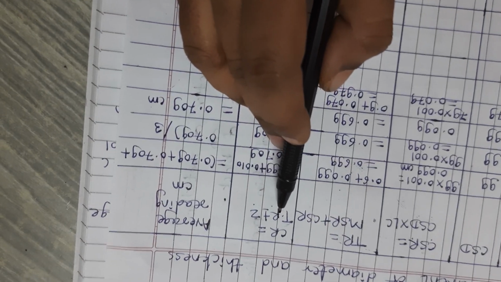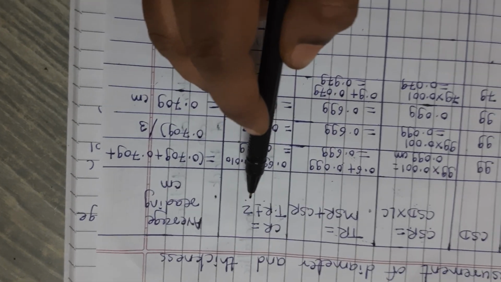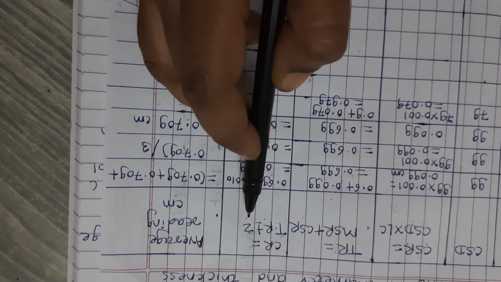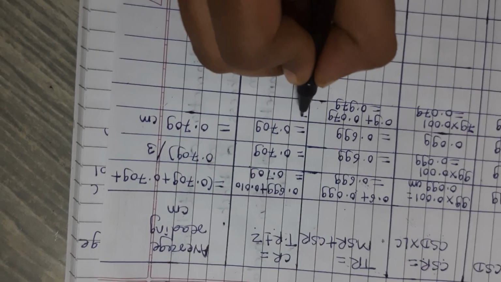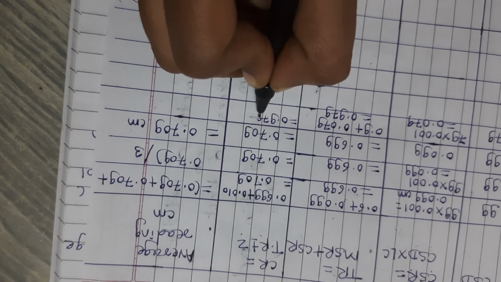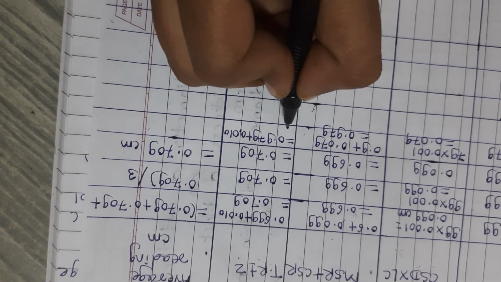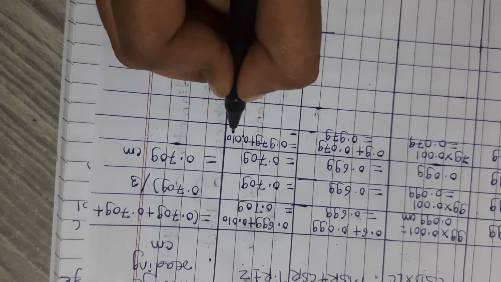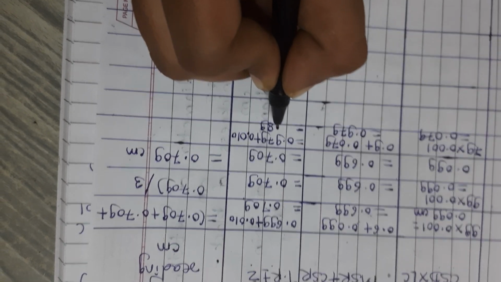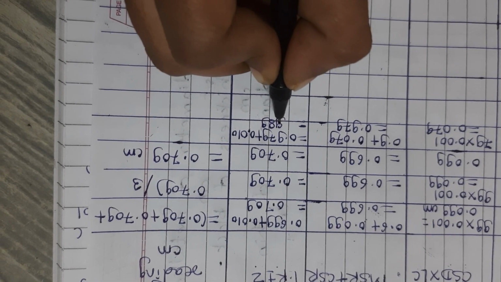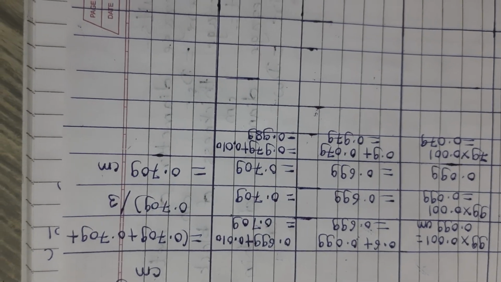Then again the corrected reading. For finding the correct reading, the formula is total reading plus or minus Z, and here we find the negative error. Therefore add that value 0.010 to the total reading. Here total reading is 0.979 plus 0.010, and here we get 9 plus 0 is 9, 7 plus 1 is 8, 9 plus 0 is 9, and this is the decimal point. This is the first reading.